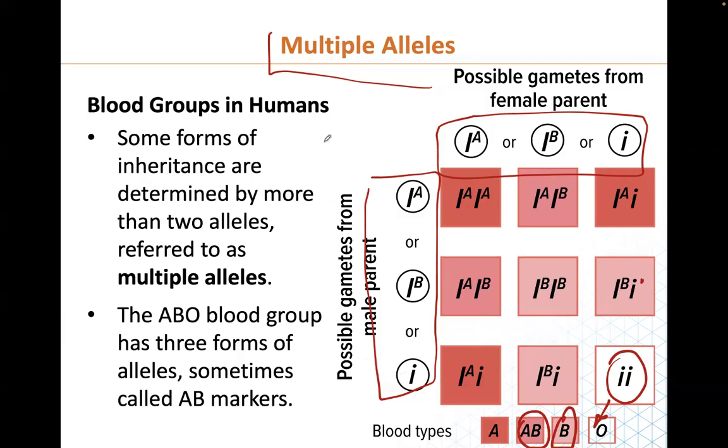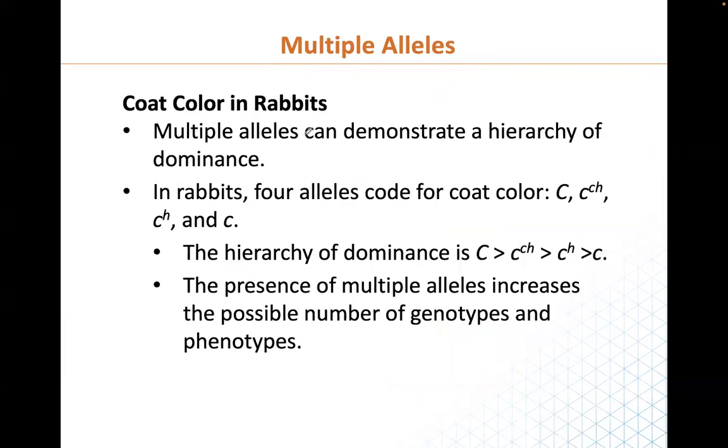And there is something called the rhesus factor. If the person has the rhesus factor dominant, they're going to have a plus. It's going to be either B plus, A plus, AB plus, or O plus. If they don't have it, it's going to be AB negative, A negative, B negative, or O negative. So this is how we do it.